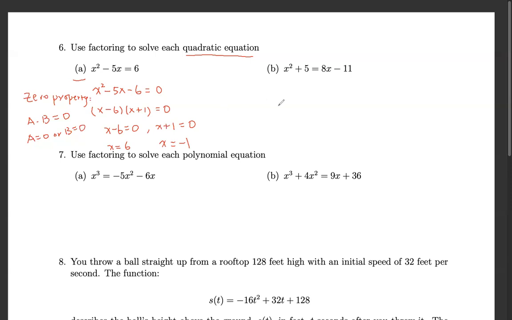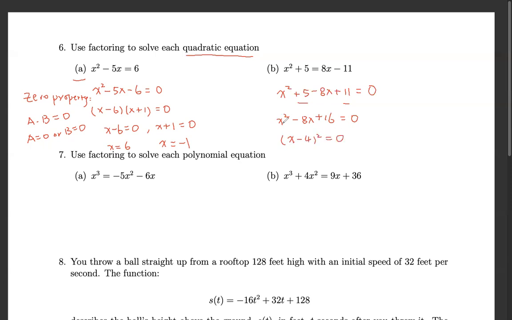Let's see B. For B, we're going to do the same thing. We move every term to the left-hand side. So x squared plus 5, move 8x to the left, it becomes negative. Move 11 to the left, it becomes positive. Now the right-hand side is left with 0. So 5 and 11 are like terms and can be combined. So x squared minus 8x plus 16. Now this is actually a perfect square. This is x minus 4 squared.